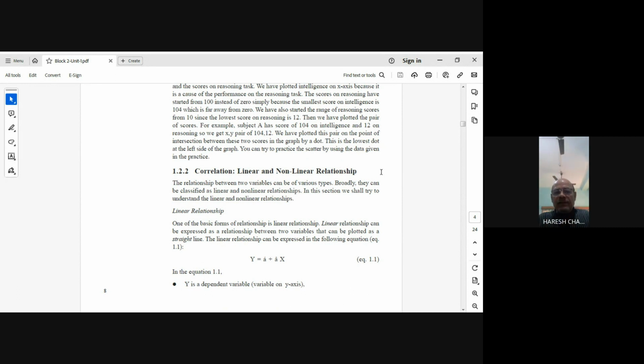Now you see correlation, linear and non-linear relationship. Linear relationship means when you see that if height increases, weight also increases. In that situation, it is a linear relationship. One increases and that gives rise to a positive correlation, linear relationship. And also linear relationship gives rise to a negative correlation. Supposing the time of burning a candle and the length of the candle, how long a candle is burning and what becomes the length of the candle, that is a negative relationship.